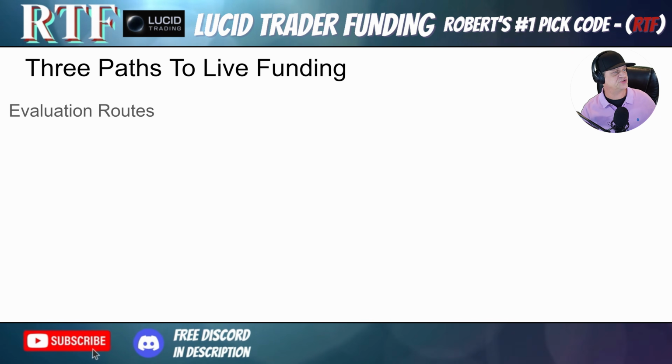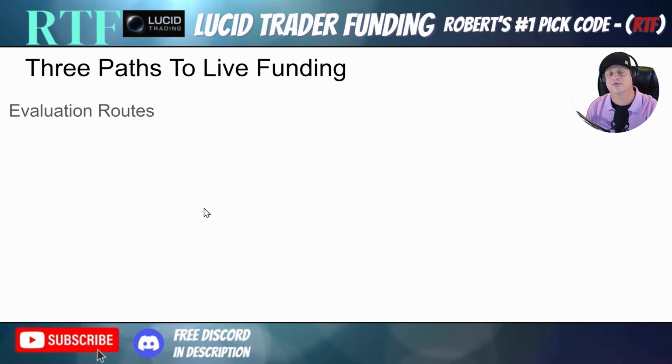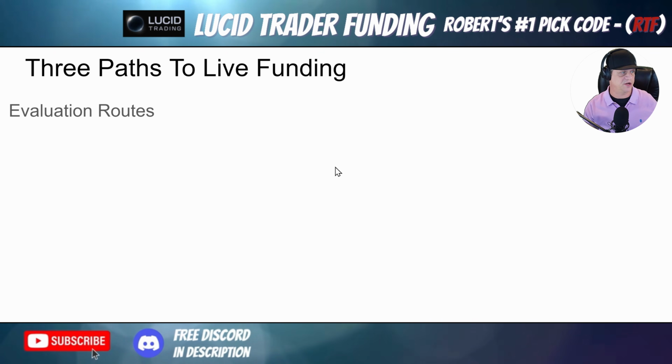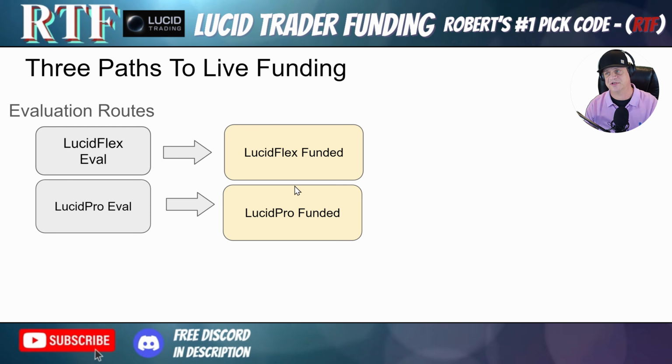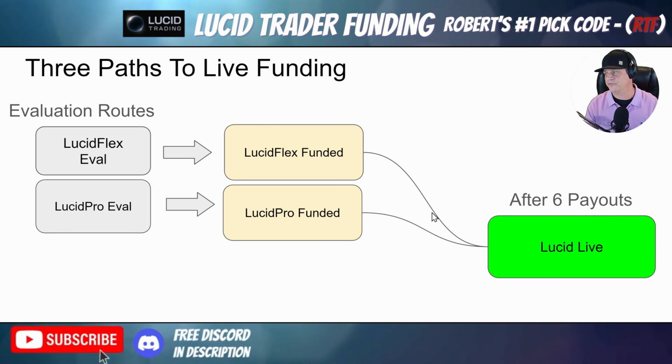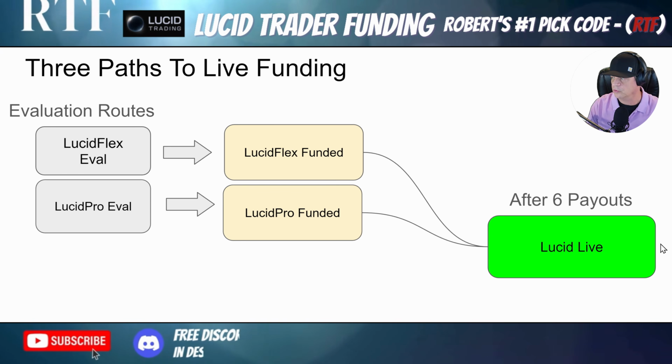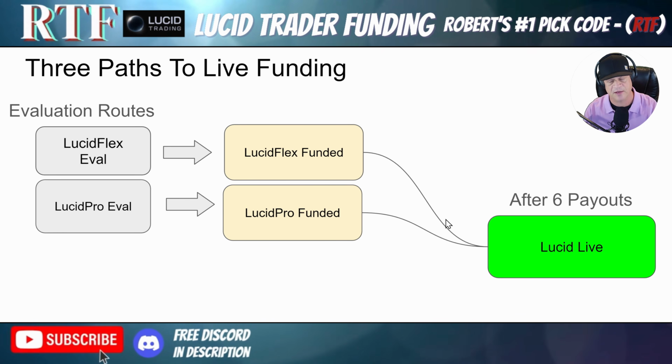Okay, so there's three paths to live funding through Lucid. And each one of those three account types represents a different path that leads to Lucid live trading. So the first are the evaluation routes. We have LucidFlex and LucidPro, and those are both evaluation accounts, meaning you have to pass a test in order to get to the SIM funded stage, which is LucidFlex funded and then LucidPro funded respectively. And then after 6 payouts, you will get moved to Lucid Live. They'll call you up to trade in the actual live environment.